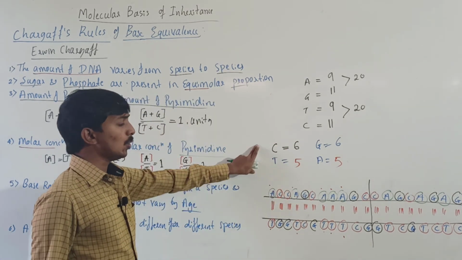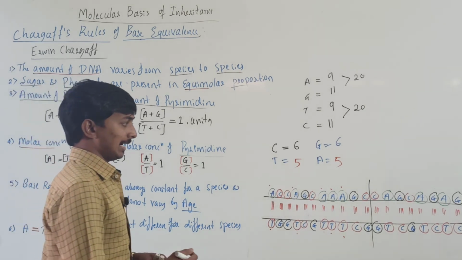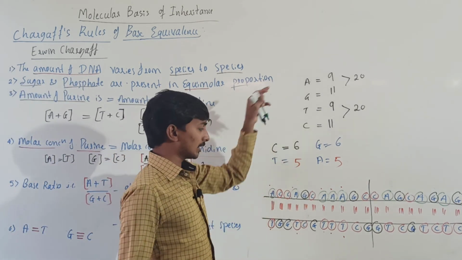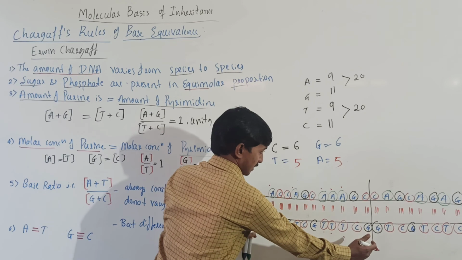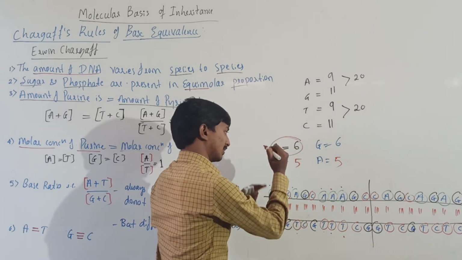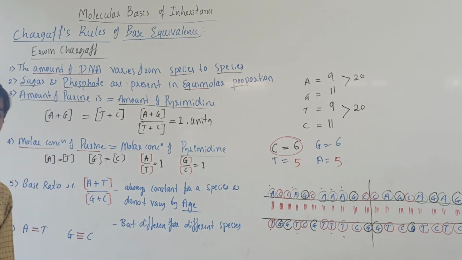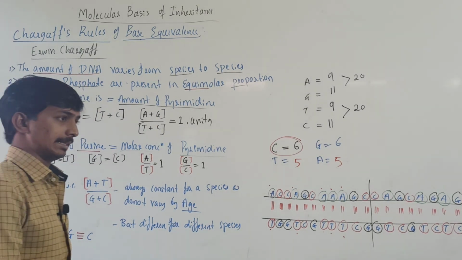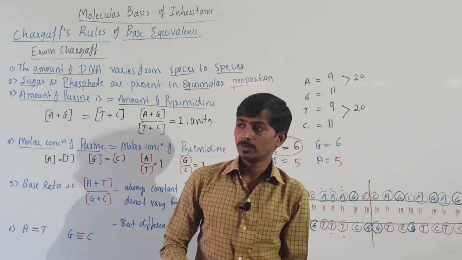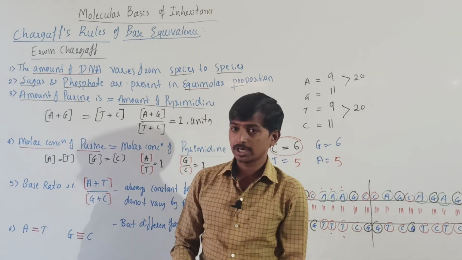So this is how the questions used to be asked. Either they will give any one number or they will give the number of base pairs, 11 base pairs. Cytosine 6, what is thymine? Or what is adenine? That's how you are going to be solving the problems. So I think this is enough for Chargaff's rules.